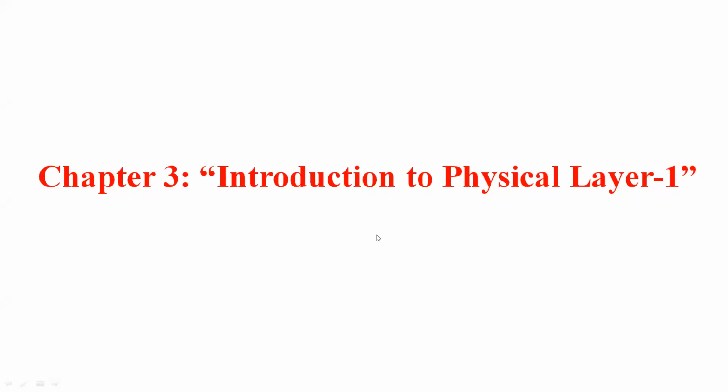Hello guys, let's move on with chapter 3, that is Introduction to Physical Layer 1. So as of now we have discussed the TCP/IP model along with the OSI reference model. From now onwards we are going to talk about individual layers. In this chapter 3 we are going to discuss physical layer 1. What are the different actions to be taken up in case of physical layer 1? So let's start with physical layer 1.